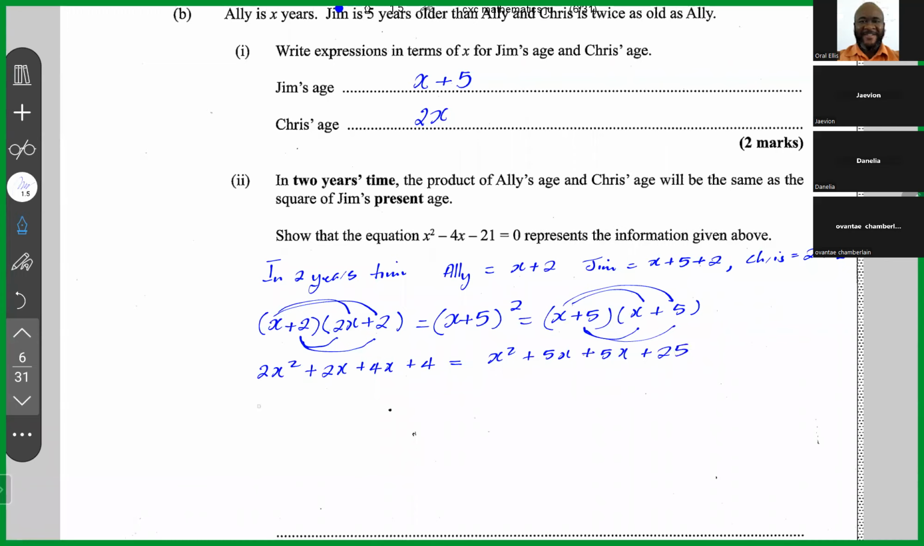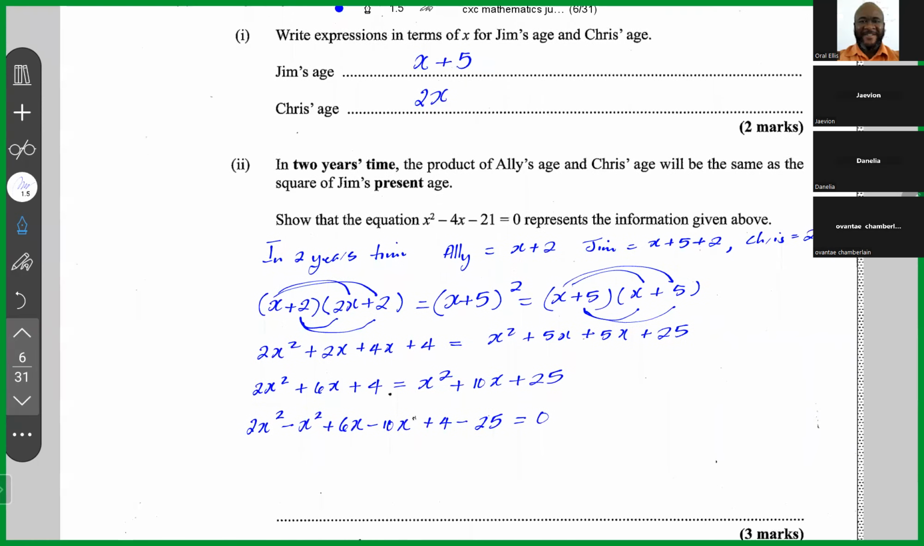Let's simplify. On the left side, we have 2x squared, 2x plus 4x is 6x, plus 4, is equal to, on the right side, x squared, 5x plus 5x is 10x, plus 25. All right, so let's bring everything over to the left side. We have 2x squared. Positive x squared on the right comes over to the left and becomes negative x squared. Plus 6x, positive 10x on the right comes over to the left and becomes negative 10x. Plus 4, positive 25 on the right comes over to the left and becomes negative 25. And this would be equal to 0.